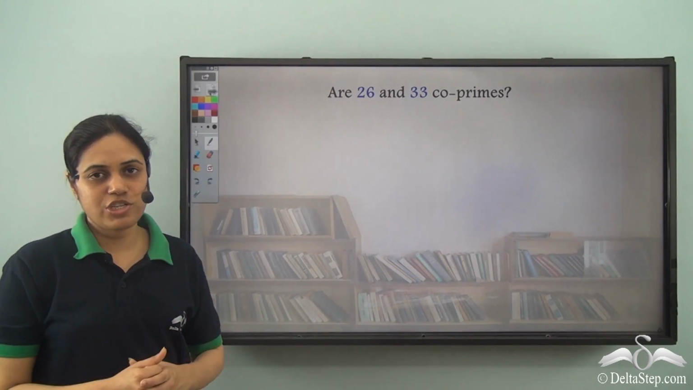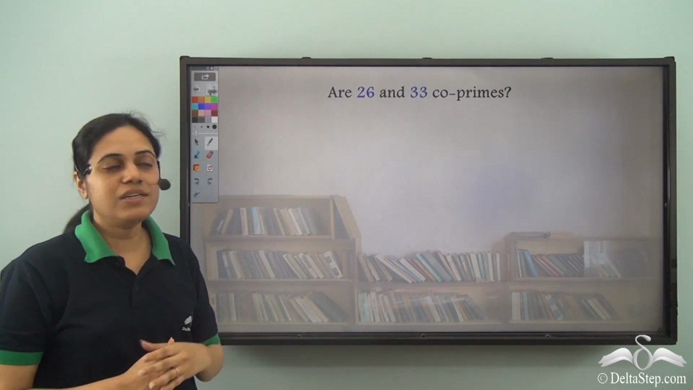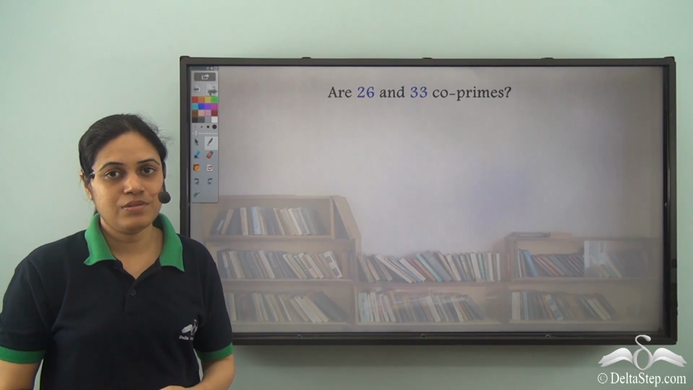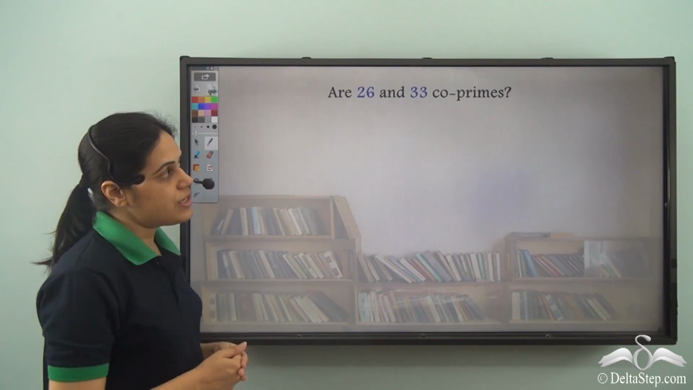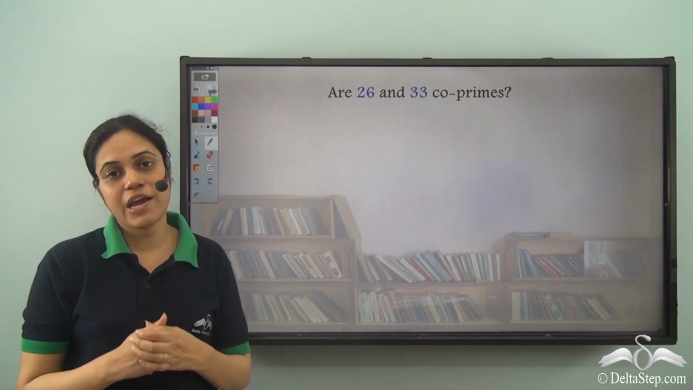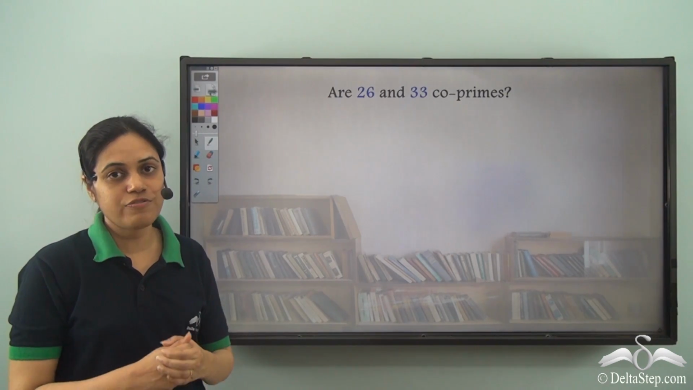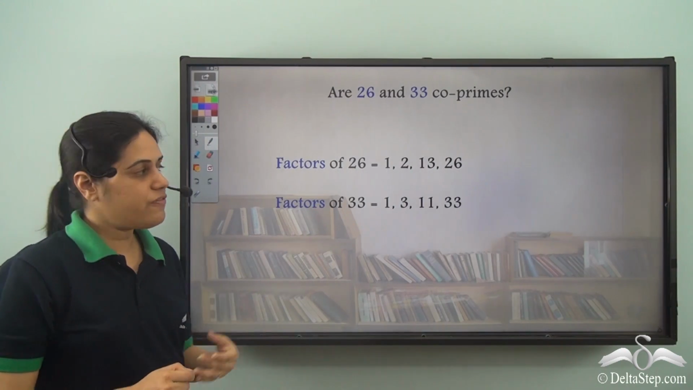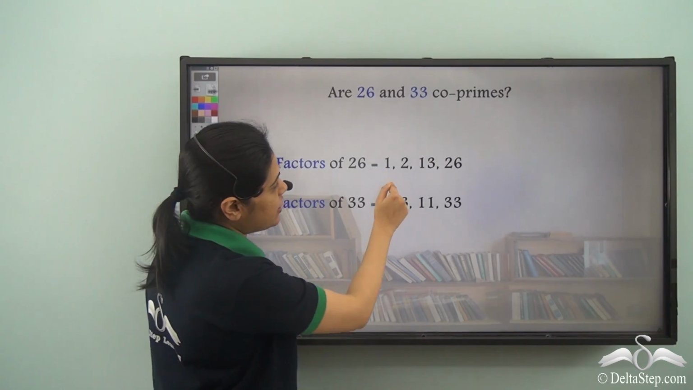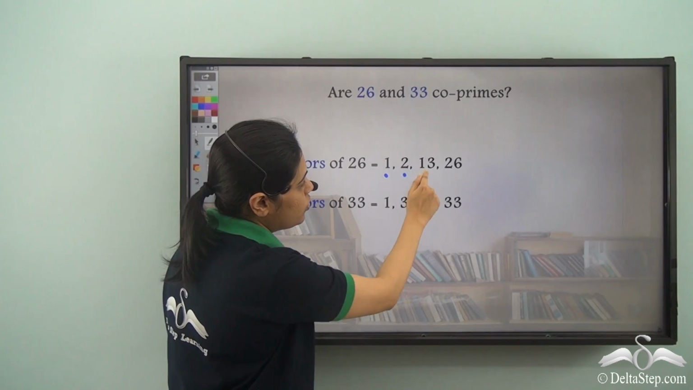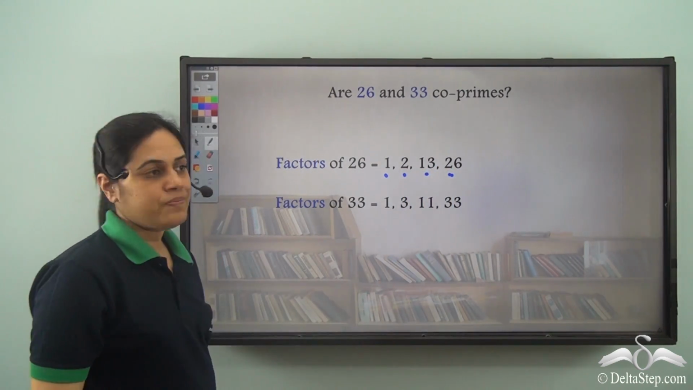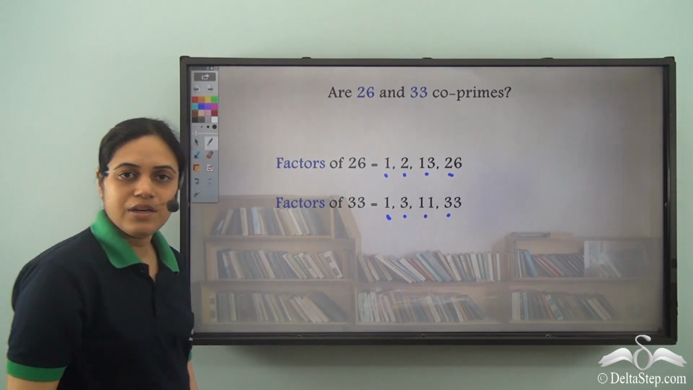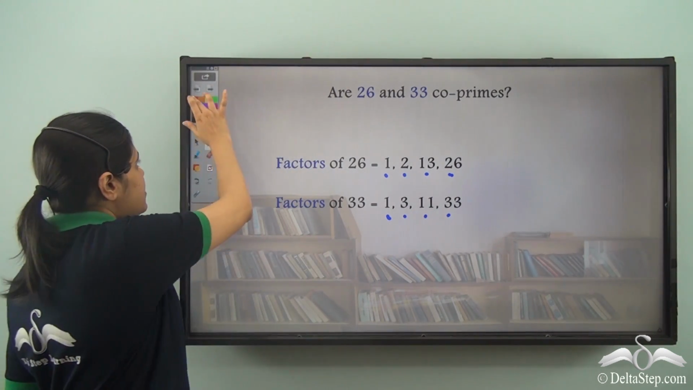Now can you answer this question? Are 26 and 33 co-primes? That is, are they co-prime numbers? Let us see. So first we need to list down all the factors of 26 and 33. Once we list down the factors, we see that the factors of 26 are 1, 2, 13 and 26. The factors of 33 are 1, 3, 11 and 33. Now what are the common factors?